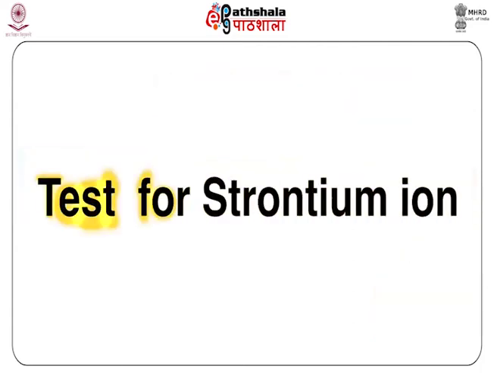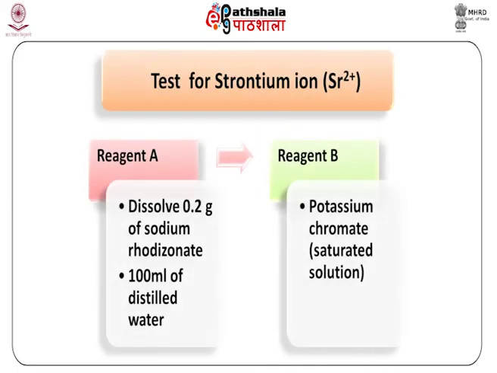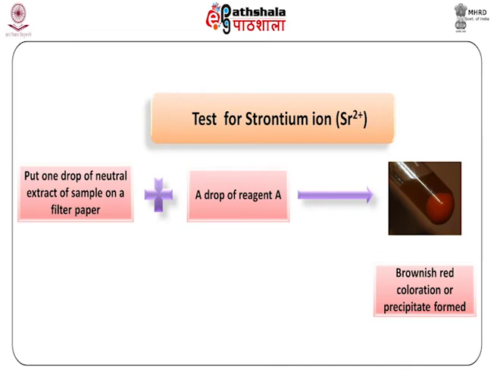Next is test for strontium ion. Reagent A. It is prepared by dissolving 0.2 grams of sodium rhodizonate in 100 milliliters of distilled water. Reagent B. It is potassium chromate saturated solution. Put 1 drop of neutral extract of sample on a filter paper or on a spot plate. Add a drop of reagent A. A brownish red coloration or precipitate is formed, which indicates the presence of strontium.